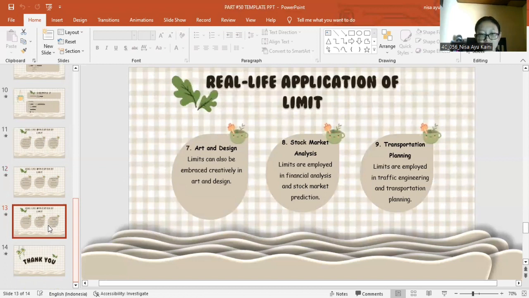Okay, number 8, stock market analysis. Limits are employed in financial analysis and stock market predictions. Traders and investors use limits to set orders for buying and selling stock based on price fluctuations and market trends. Number 9, transportation planning. Limits are employed in traffic engineering and transportation planning. Traffic flow analysis uses limits to determine traffic capacity, congestion levels, and optimal traffic signal timing.